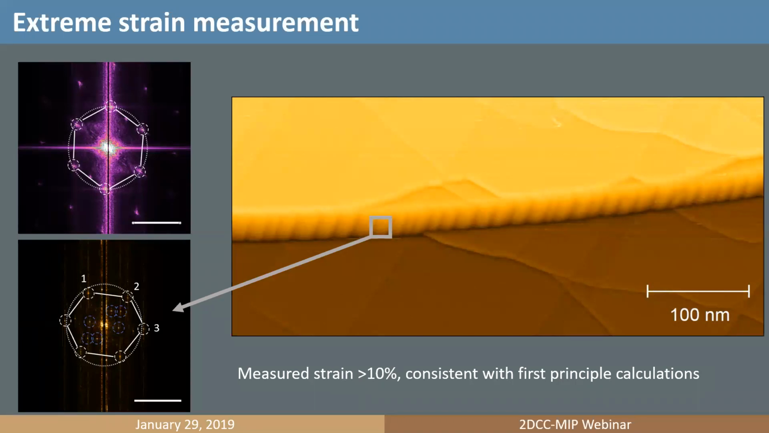However, if we image the atoms here and then take a Fourier transform, we see that these peaks now start deviating because the lattice is distorted. By measuring how much they have deviated from this dotted circle, we can measure that the strain is more than 10%, which is impossible to apply in a traditional material. Later, I'll also talk about some first principle calculations that have been done, and this number is also consistent with what they find.